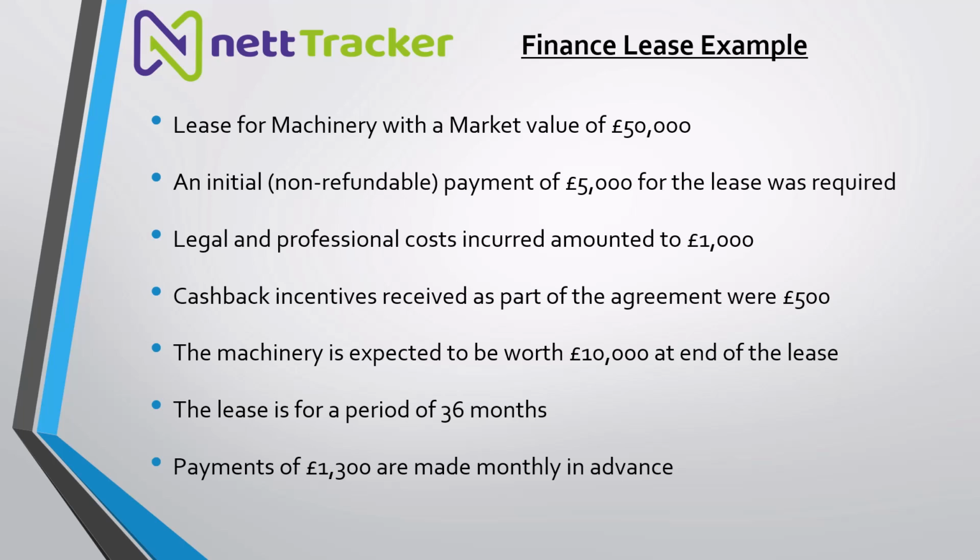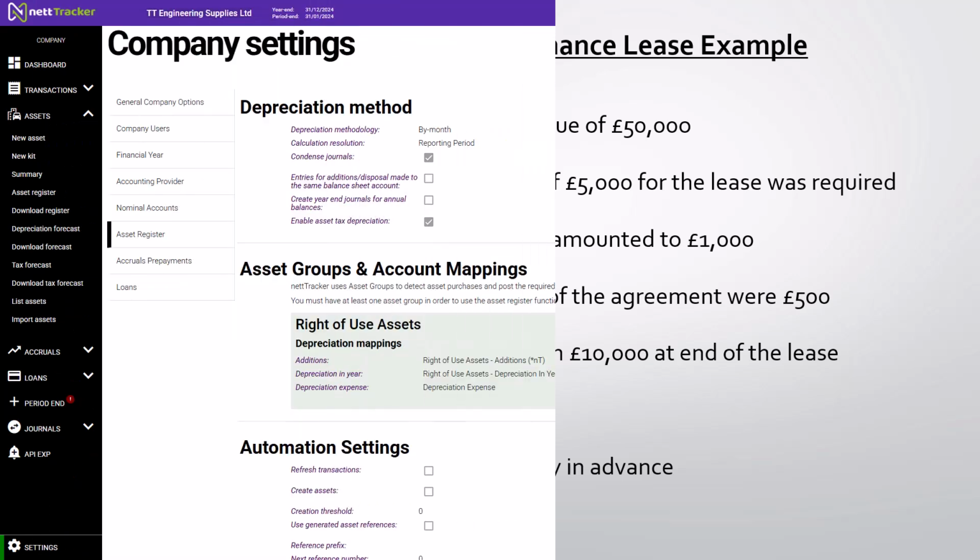At the end of the lease, it is expected the machinery will be worth £10,000 when it is handed back to the lease company. We have a date of the lease, and payments of £1,300 are due to be made monthly in advance for 36 months. Now that we are aware of the core details, let's enter that information into nettTracker.